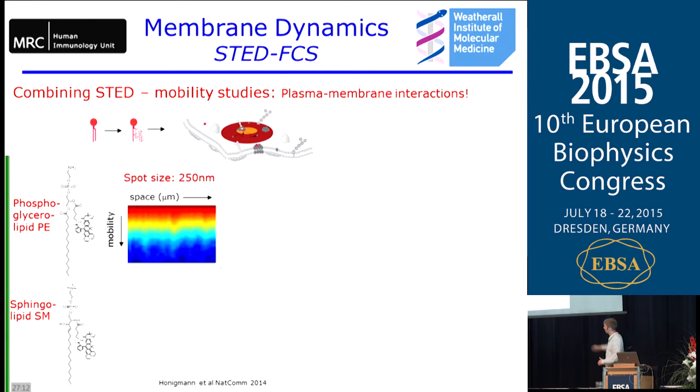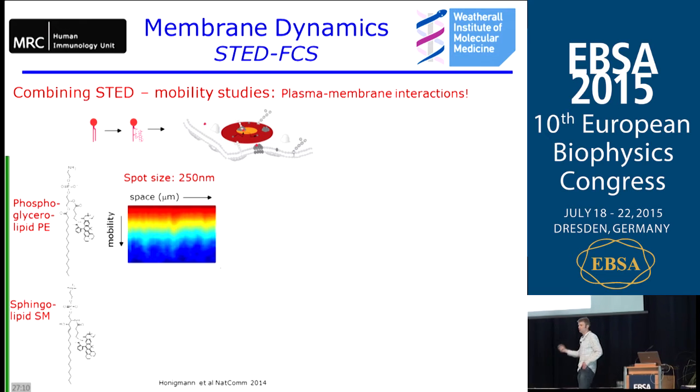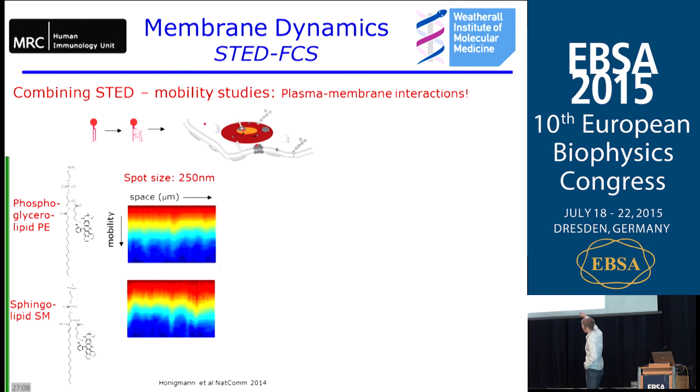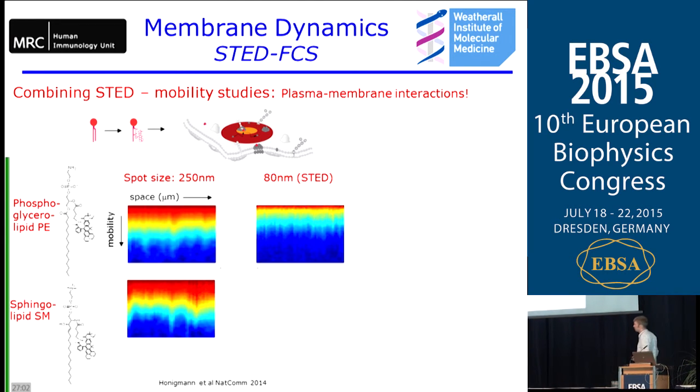Confocal recordings for PE show some heterogeneities, but not very strong. For SM, a little bit more pronounced, but not really distinct. Now let's go to STED recordings, 80 nanometer large spot. For PE, again, we see a very homogeneous distribution, which is in line with our previous observation of free diffusion.